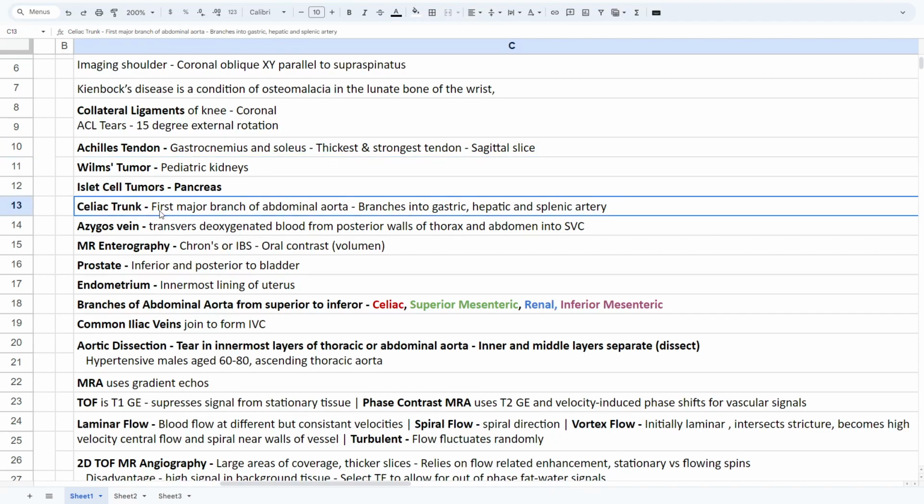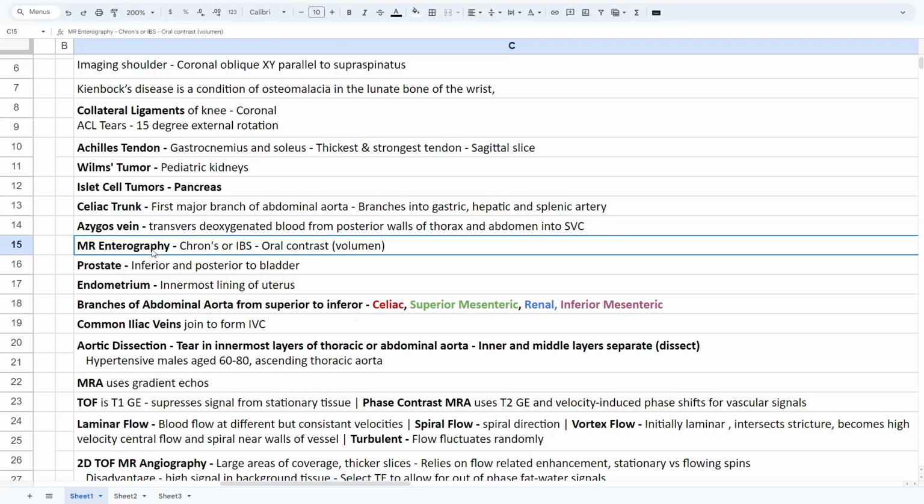The celiac trunk is the first major branch of the abdominal aorta and branches into the gastric, hepatic, and splenic arteries. The azygos vein transfers deoxygenated blood from the posterior walls of the thorax and abdomen into the superior vena cava. MR enterography is used to see Crohn's or irritable bowel syndrome. It uses oral contrast called VoLumen.